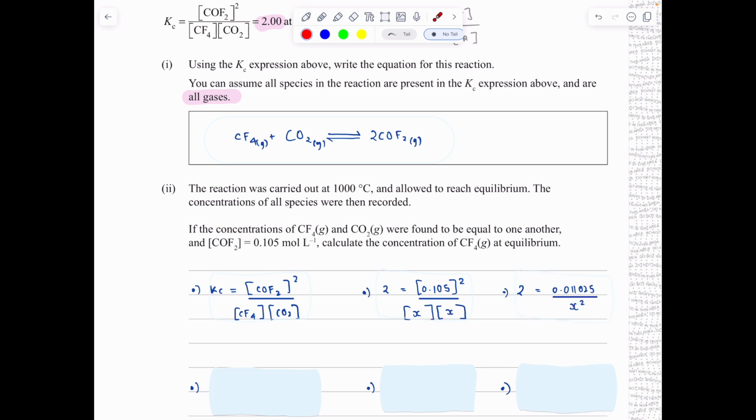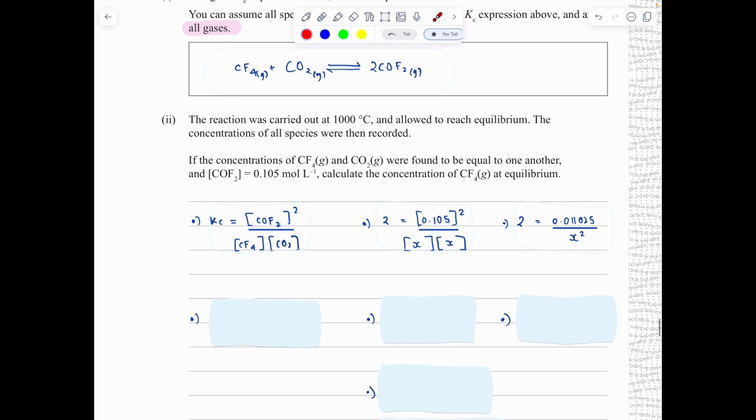The next step is to simplify the equation. 0.105 squared is going to be this value over here. I put that in my calculator. And then x times x is going to be simplified to x squared.